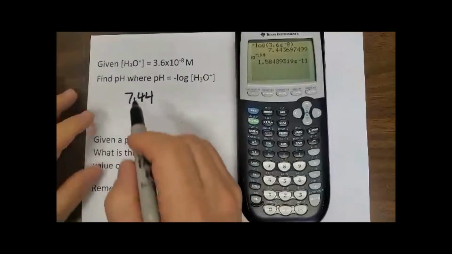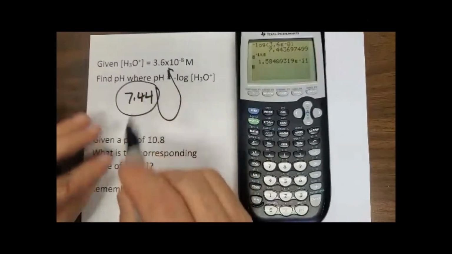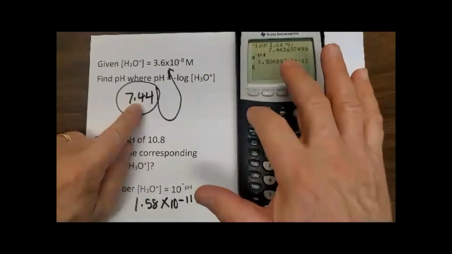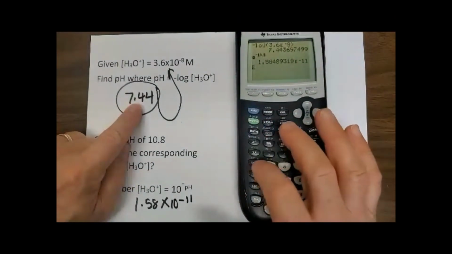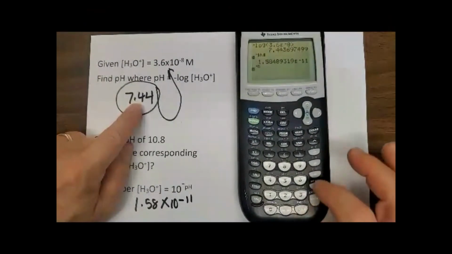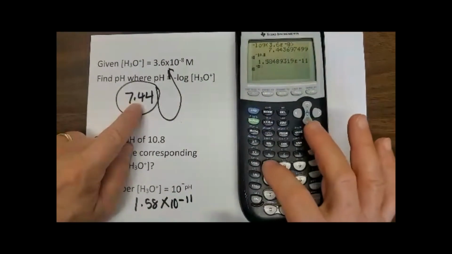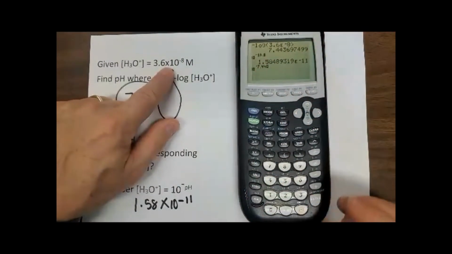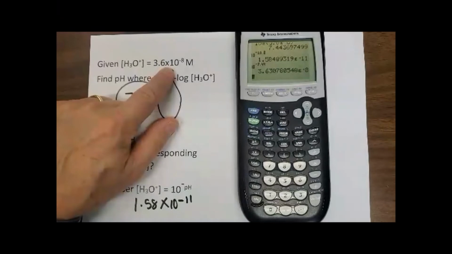Now, just to show you how well this works, let's take this and let's go backwards. Okay, I should be able to do that calculation backwards. So if I take that pH, again, use my 10 caret button, and I do minus, remember minus, not subtraction, minus, change the sign, 7.44. This should give me 3.6 times 10 to the minus 8th. And you can see that it does.